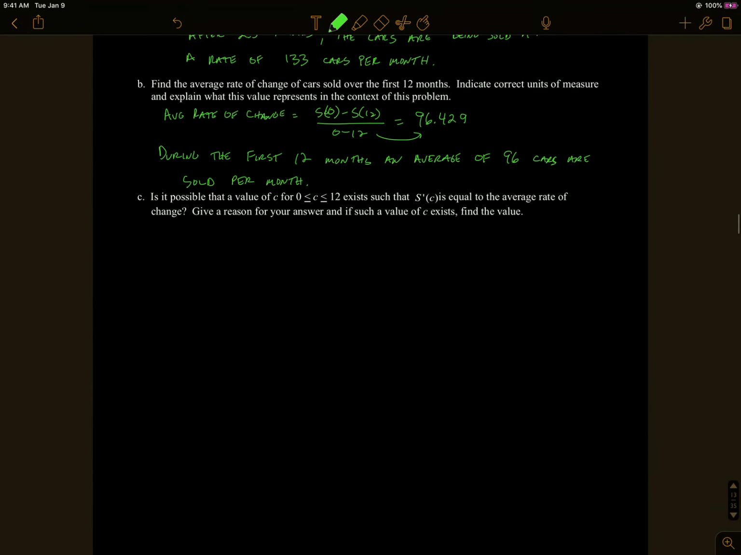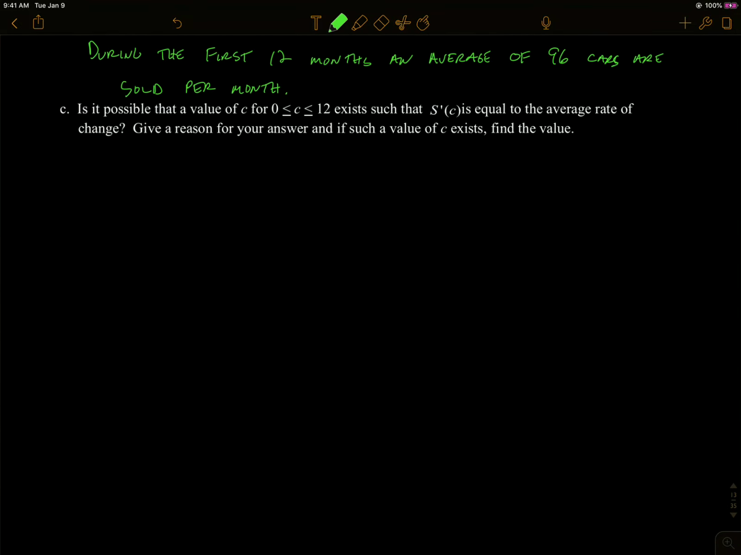So part C is our last part. Is it possible that a value of C on the closed interval 0 to 12, so that first 12 months, exists, such that the derivative or the instantaneous rate of change at some value C is equal to the average rate of change? So they're asking here really about the mean value theorem.